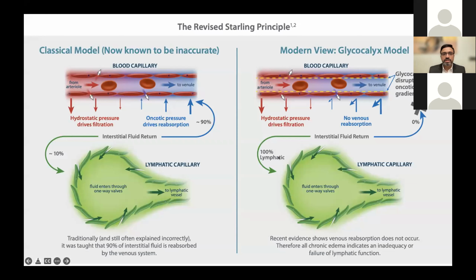So this is a difference between the classical model, which is now known to be inaccurate, and the current glycocalyx model, which says that the glycocalyx will disrupt the oncotic pressure gradient. The oncotic pressure has some role, but not a major role. And it is the difference between the plasma oncotic pressure and the subglycocalyx oncotic pressure, which opposes the net filtration across the membrane. And almost 100% of the interstitial fluid, which is filtered out, has to be cleared by lymphatics. So it says that lymphatics play the predominant role in clearing of fluid from the interstitium. It is not reabsorption into the veins.